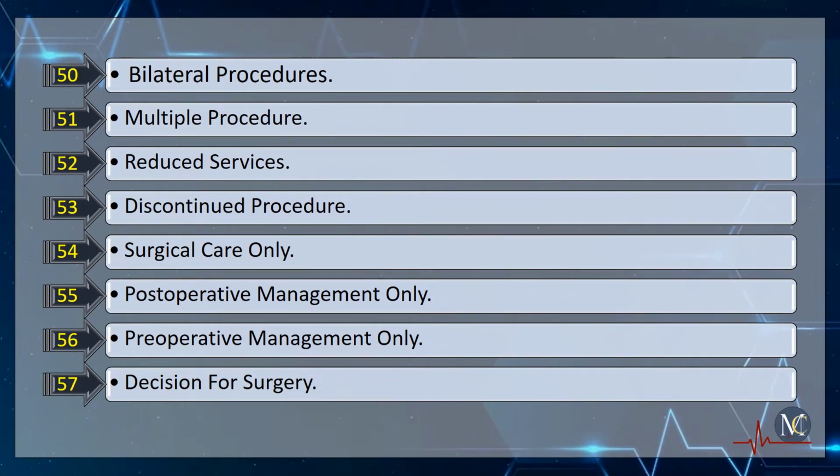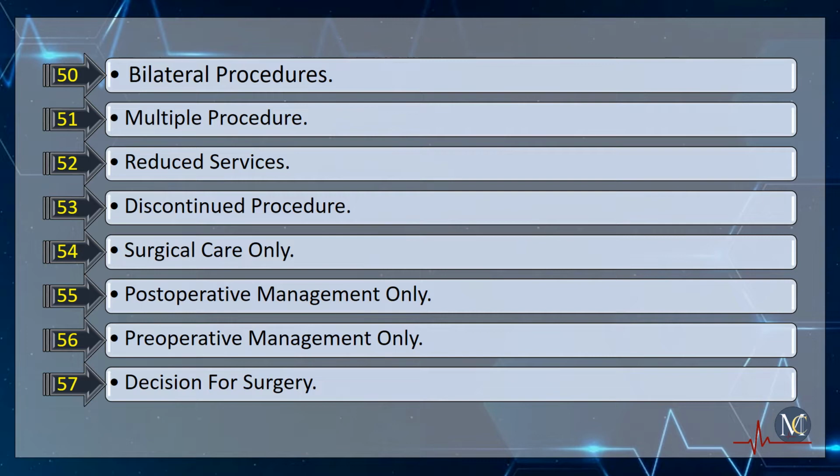CPT modifier 50, also known as the bilateral procedure modifier, is used to indicate that the procedure was performed on both sides of the body during the same operative session or on the same day, rather than being reported twice for each side separately.